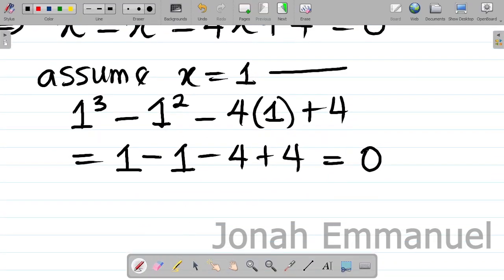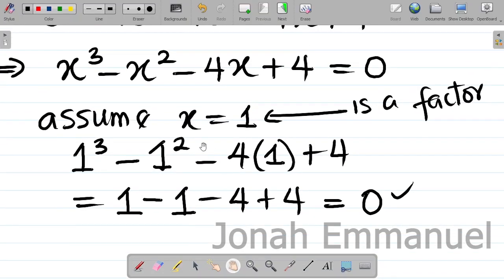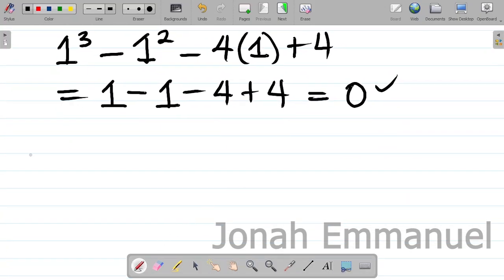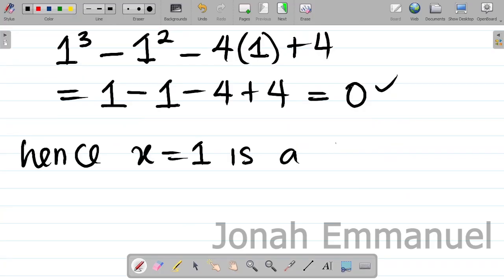Hence, this one here is a factor. This is a factor because when I substituted into the function, it gave me 0, as you can see here. So if this did not give me 0, if it gave me a different answer, perhaps positive or negative, I would have tried x equal to minus 1, right? If minus 1 does not give me 0, I'll take x as equal to 2 until I get the 0. But luckily, x equal to 1 gave me 0. So hence I can say that x equal to 1 is a factor.